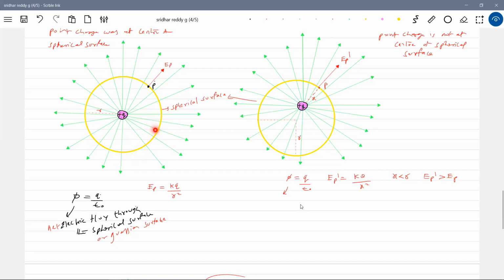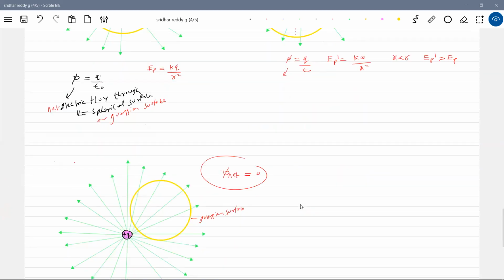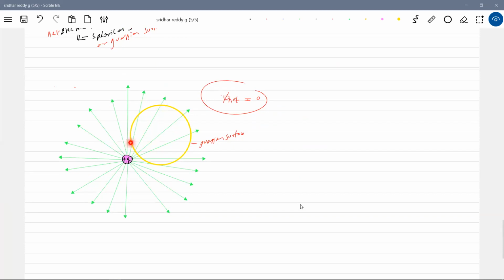So don't think that, sir, entering and leaving. Flux through a surface means how many lines of force are coming through the outer surface. Look at this outer surface here. Here entering, entering, entering, entering, entering. Here it is leaving. 1, 2, 3, 4, 5.